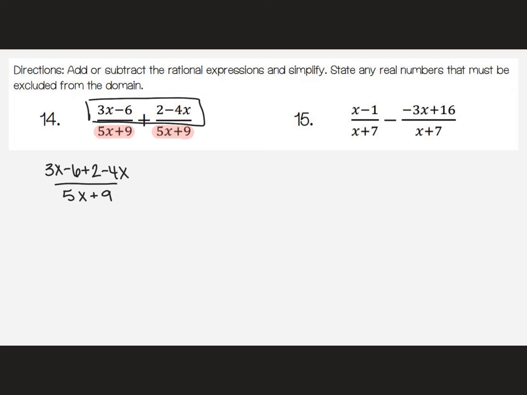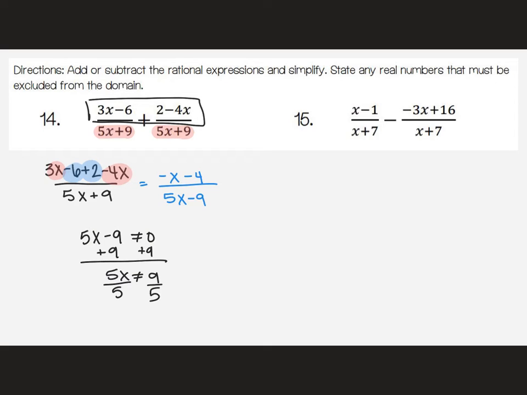You're going to combine any like terms. So I have 3x minus 4x, and I also have negative 6 plus 2. When I combine, I have negative x minus 4 all over 5x minus 9. Nothing in the numerator or denominator will cancel. So lastly, I just state any restrictions. So 5x minus 9 cannot equal 0. And when I solve this, x cannot equal 9/5.